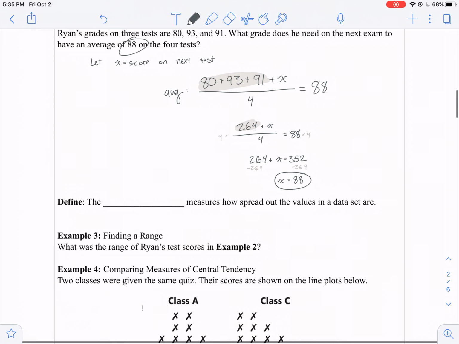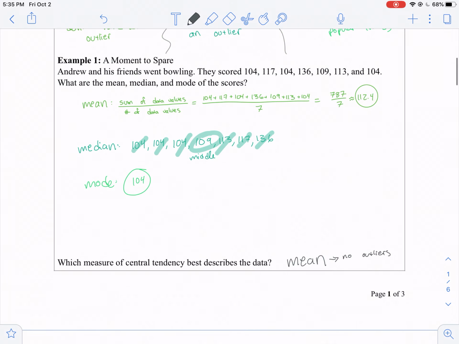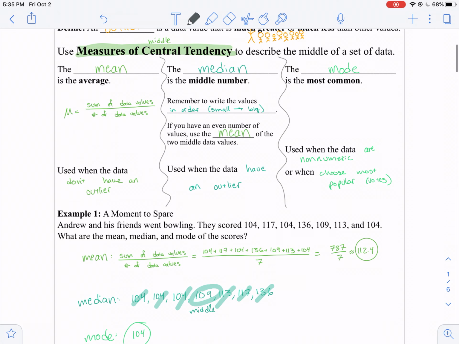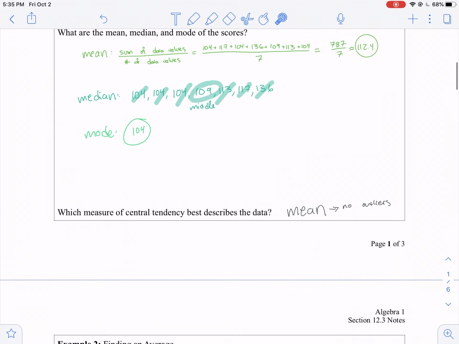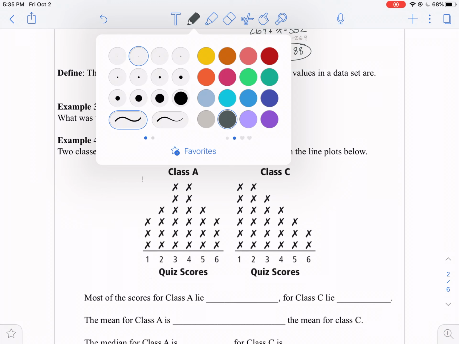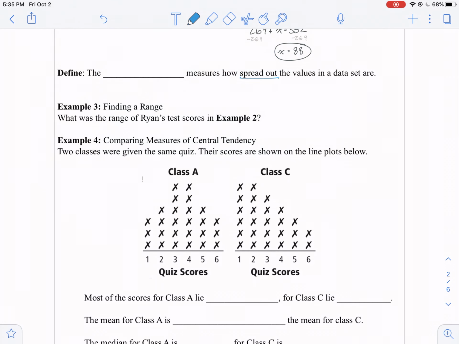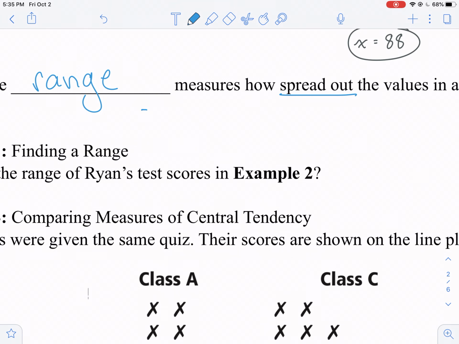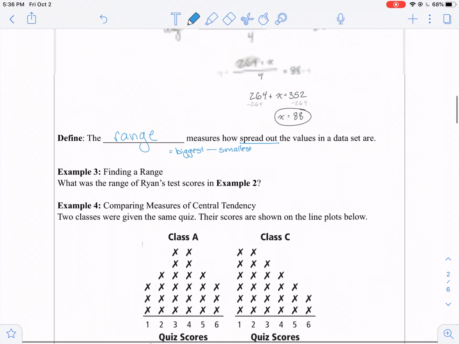Cool. Okay, so we've been talking about measures of central tendency, which is like middle stuff, helps you find an average kind of idea. If I want to just get a general sense with one number how people are doing. If I want to figure out how spread out my values are, I will use the range. And how you calculate the range is that it's equal to the largest value, the biggest value, minus the smallest one. That's it.